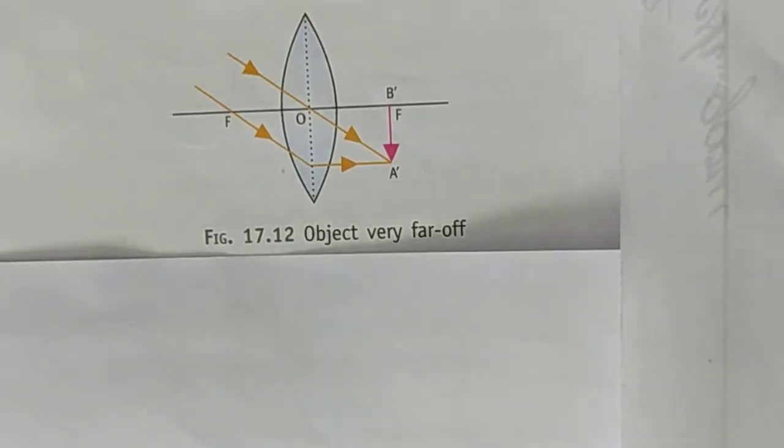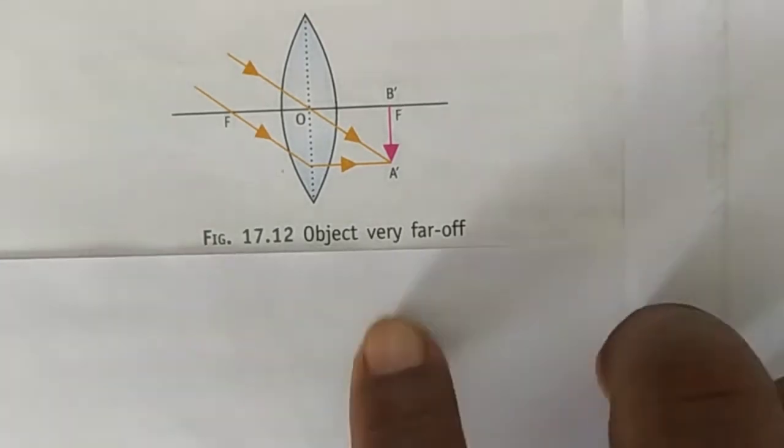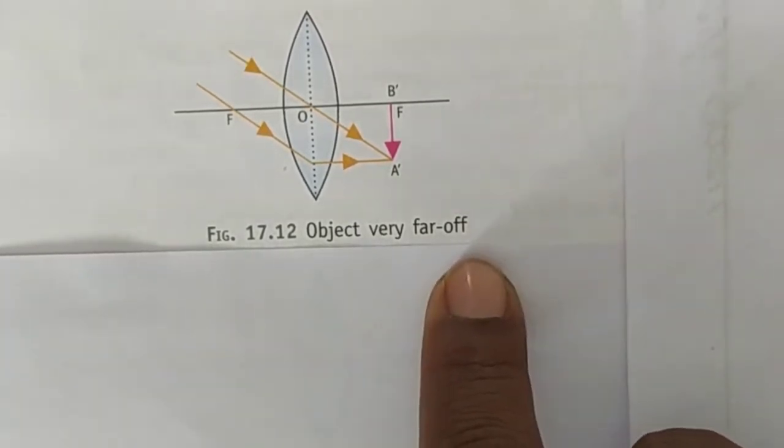Hello students, in this video we will discuss image formation in the case of a convex lens. That means whenever we keep an object in front of a convex lens, where is the image going to form? Here we will consider the object placed at different distances from the convex lens. So the first case is the object which is very far away.